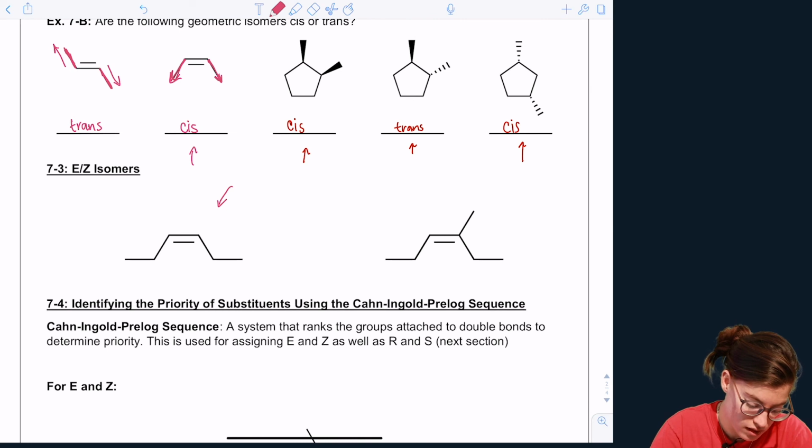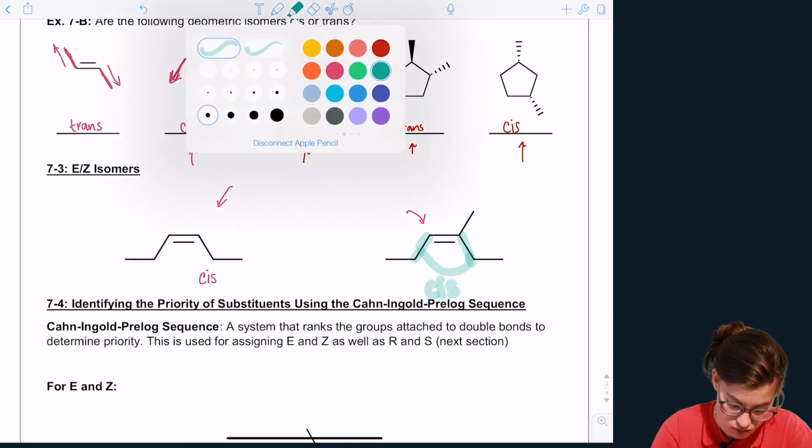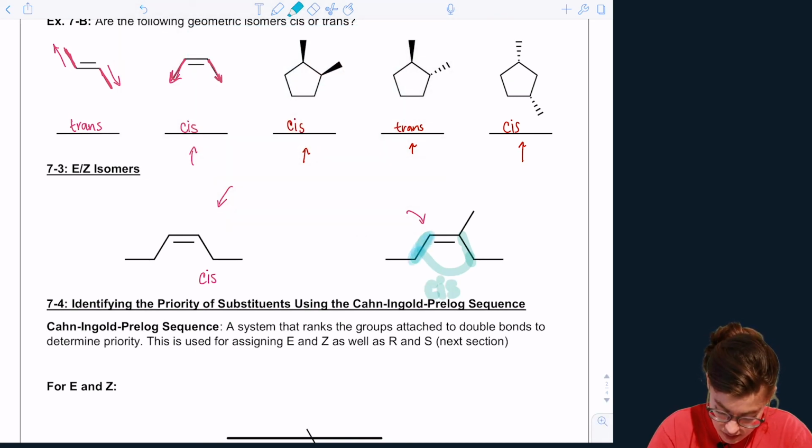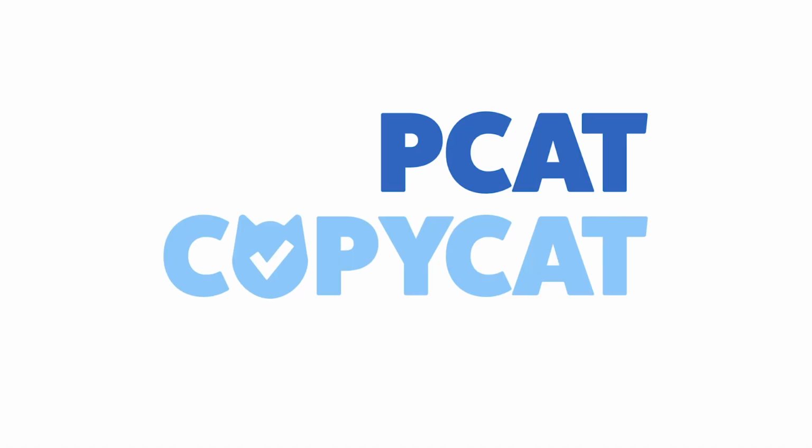So here, for this molecule, we could call this molecule cis, okay? But this molecule, it doesn't really make sense because this and this have a cis relationship, right? But this and this have a trans relationship, okay? So it really doesn't make sense. Okay, so we can't use cis and trans for this. So what do we use? Well, again, that's where we get into E and Z.